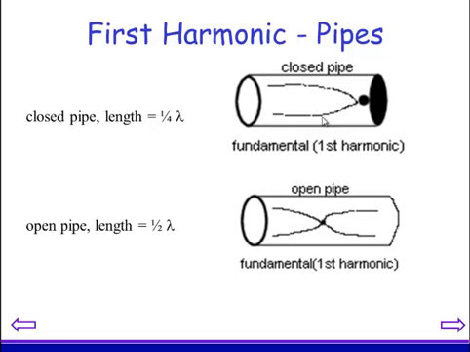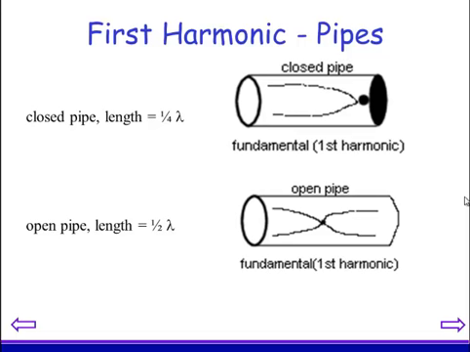of the first harmonic. With an open pipe, again, open pipes are going to require that there's an antinode at the entranceway to the pipe. That's where the energy is going into the system. So here, for an open pipe, we find that the length of the pipe is going to be equal to half the wavelength of the first harmonic.